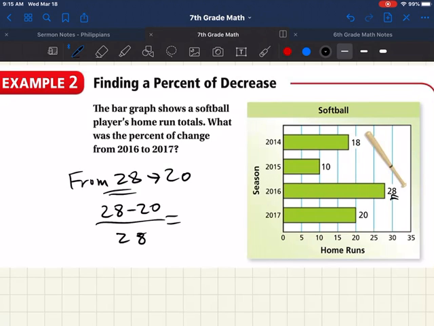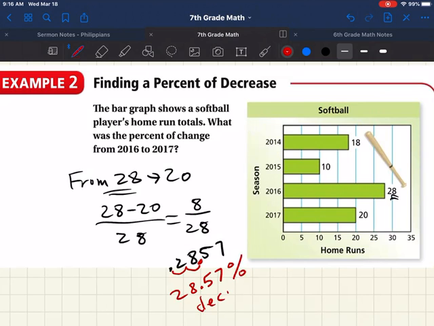Getting those mixed up is the biggest mistake that people will make. If you put this over 20, you get a very different answer. So we have 8 over 28. When I divide, I believe I have this memorized, but let's go ahead and do it. On my calculator, I'm doing 8 divided by 28. Remember that 8 goes in the calculator first because it's on top. 0.2857. Now we multiply times 100 or move my decimal 2 places to get the percent, and I get 28.57%, and it is a decrease.